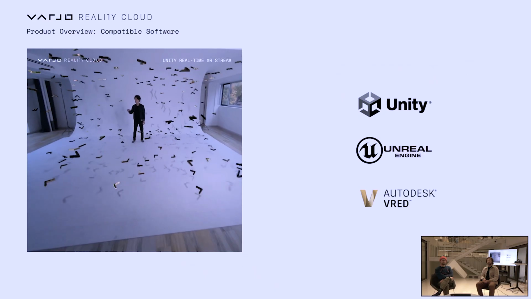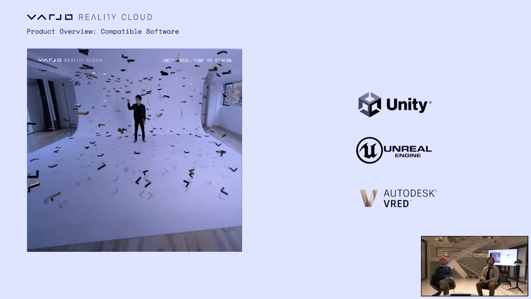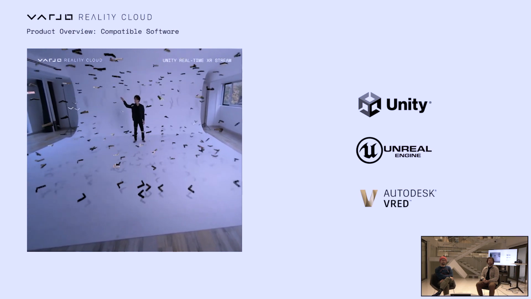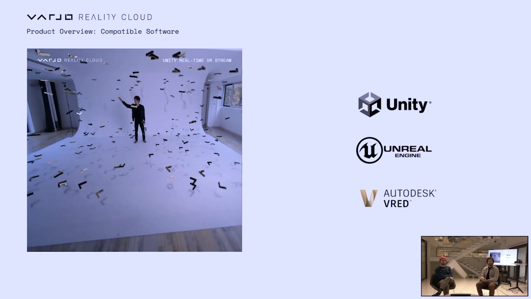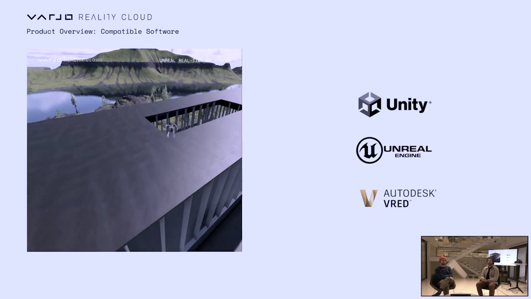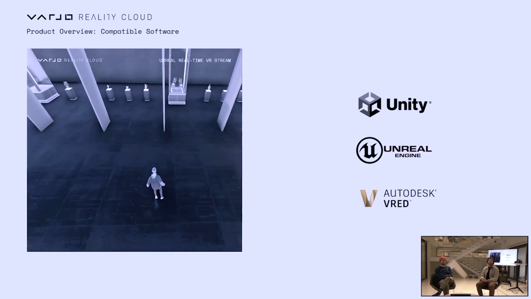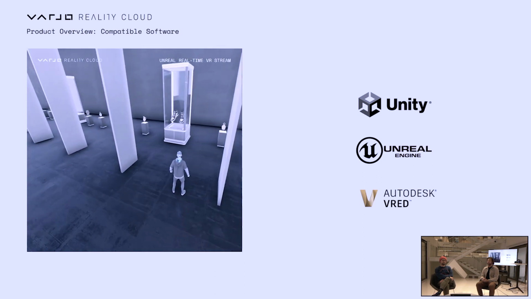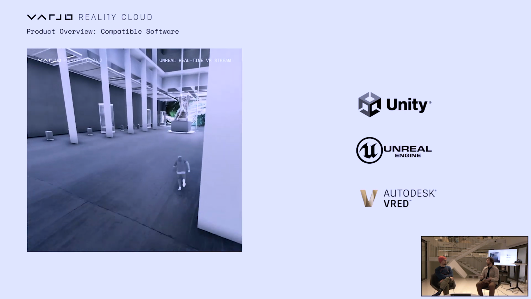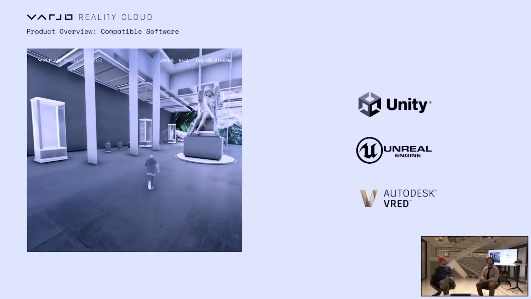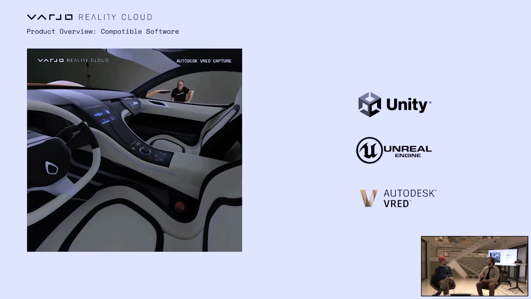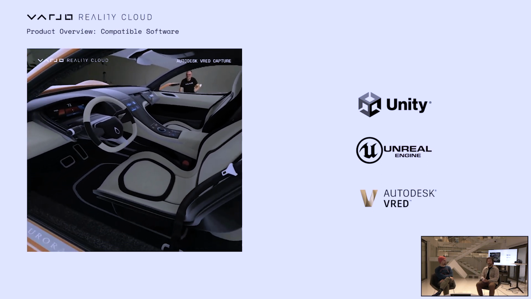Well, it would make sense to mention that we started off with supporting a piece of software called Autodesk VRED, which is an amazing, awesome industrial design review piece of software. It's very specialized, though. Now we're adding the support of Unity and Unreal Engine, meaning that you could take almost any Unity and Unreal project that you built in-house or got from someone and upload it to the Varjo Reality Cloud and launch it from there.